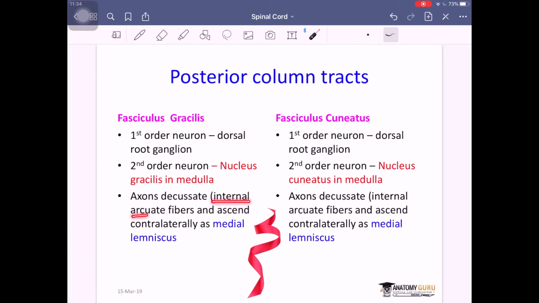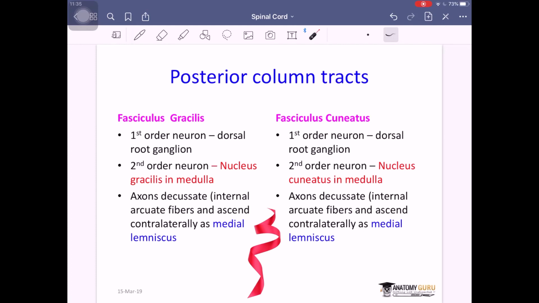Once you cross, that crossing is called the internal arcuate fiber, because they are becoming an arc. And internal because there is an external arcuate fiber also. We'll see that later. Once they cross, they ascend on the opposite side as the medial lemniscus. And this is the ribbon. That is why we call this a lemniscus.